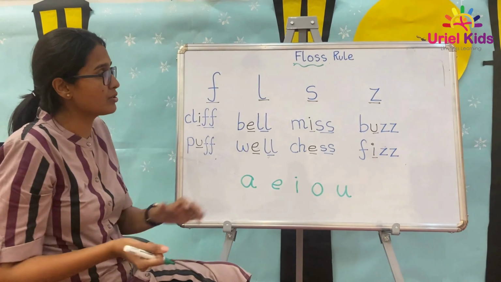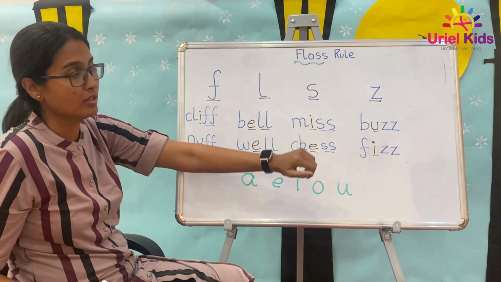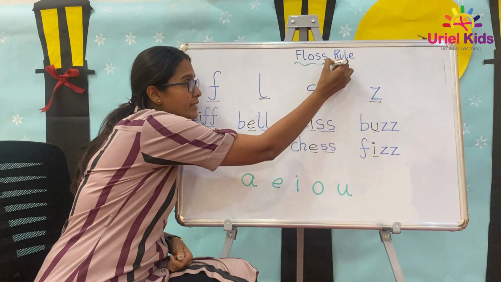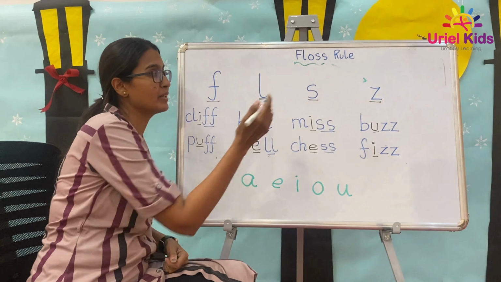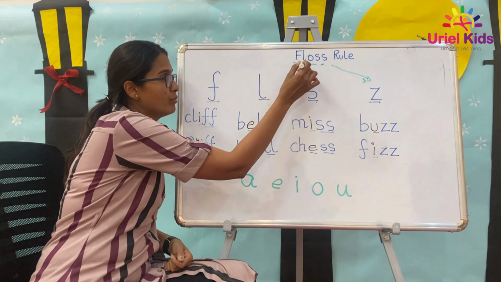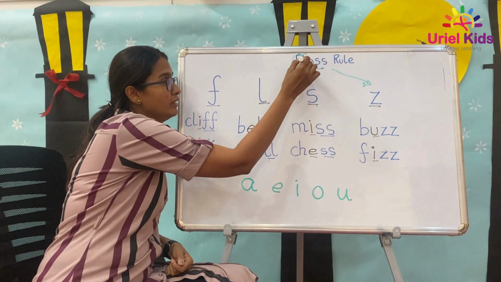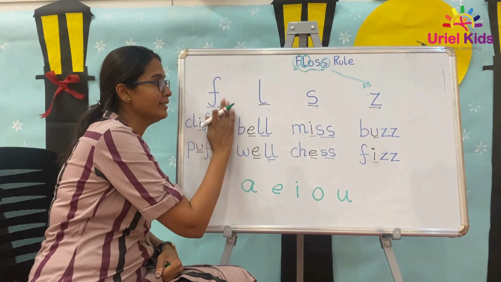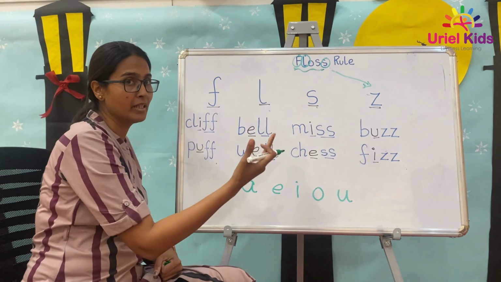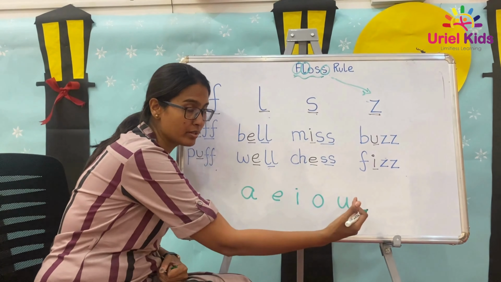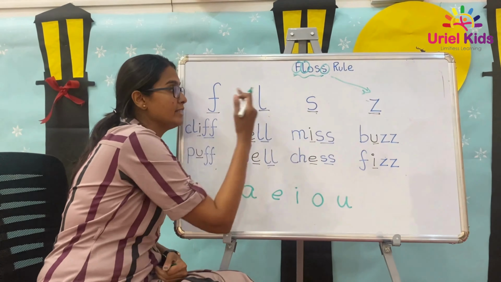Now you will be wondering why z is here. It's not mentioned in the word floss, but it is the only letter that is not mentioned in the word floss, and still you have to remember it. All 3 consonants are there in the word floss: f is there, l is there, and s is also there. It's just that z is not mentioned. So you have to just remember these 4 consonants. When they come at the end of the word after any of these short vowel sounds, you need to double these consonants.